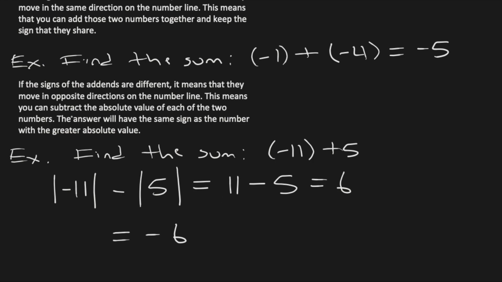So remember, going back to what I typed earlier, the answer will have the same sign as the number with the greater absolute value. So because -11 was the greater absolute value number, we're going to keep the original sign, which was a negative.